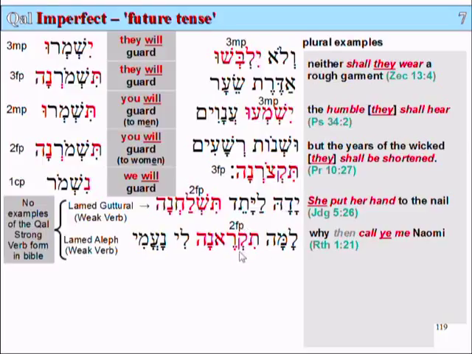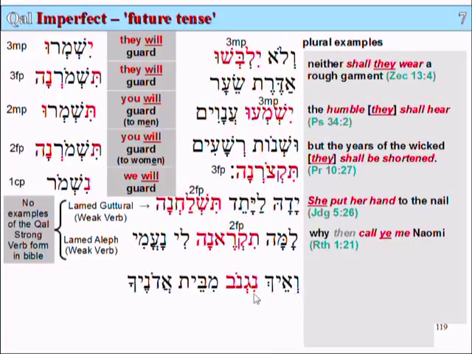Again, this word kara is a weak verb. And again, we'll discuss weak verbs in lesson 8, but it changes the vowels here, so it's not quite the same looking vowels as here or here. So that's why, because it's a weak verb. We'll discuss that later. Alright, next example.